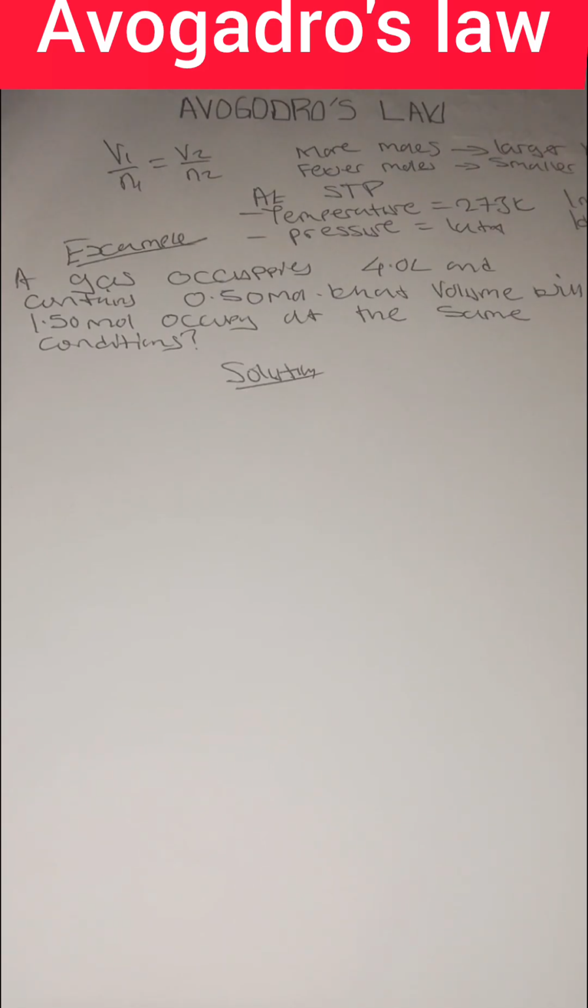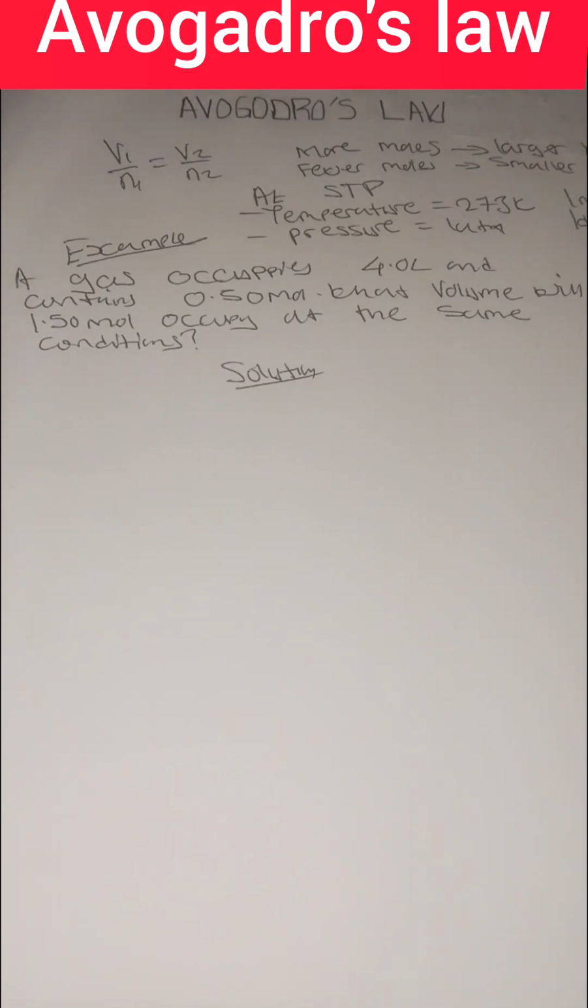The first example is this one that I've written already. A gas occupies 4 liters and contains 0.5 moles. What volume will 1.5 moles occupy at the same conditions? So we can see that our initial volume is 4 liters, and this 4 liters contains 0.5 moles. What about a volume containing 1.5 moles? What volume will it occupy at the same conditions?